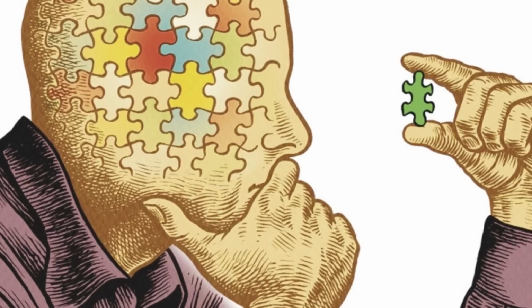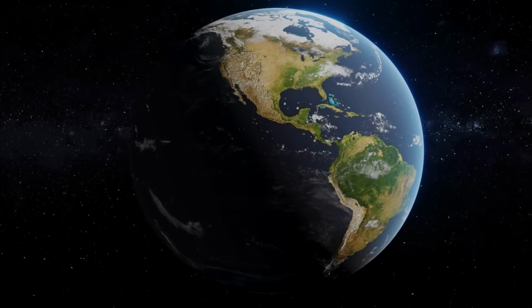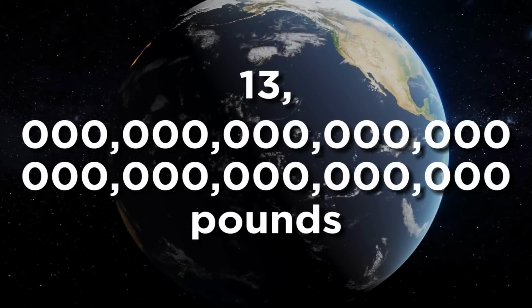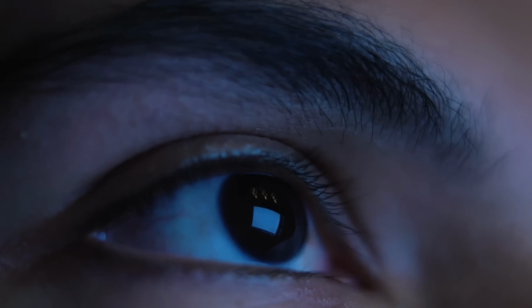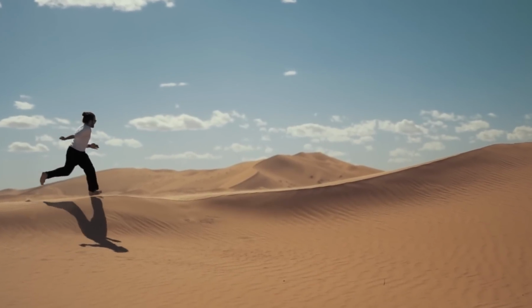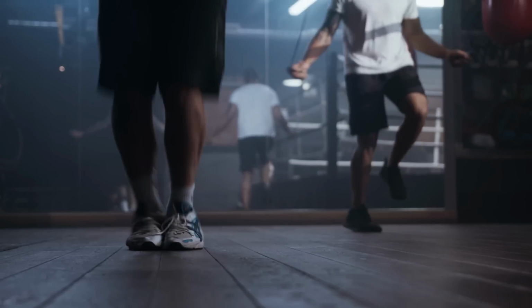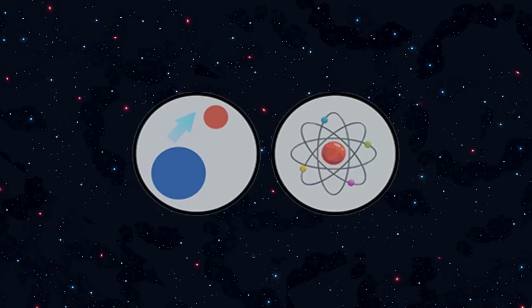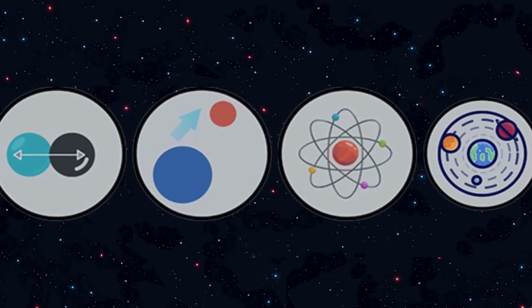What makes gravity so hard to understand? Well, think about it like this. The Earth is a massive body with a mass of about 13 trillion pounds. And while you have a mass not even 0.01% of this, you are still able to move around freely and even jump against Earth's gravity. Not to mention, as you go further away from the Earth, this gravitational force diminishes rapidly. Of all the fundamental forces, gravity is by far the weakest.